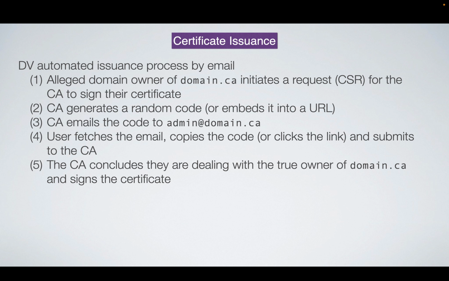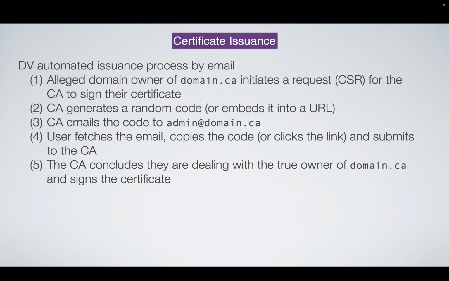Somehow the code gets back to the CA, and then the CA says, okay, great. This person must be from Concordia.ca. I'm going to sign their certificate. So it's a pretty simple procedure. It does work. It's used everywhere. Everyone uses this. So at some level, it does work. But since we're doing an attack tree, is there any way that you can think of that you might be able to attack this protocol?